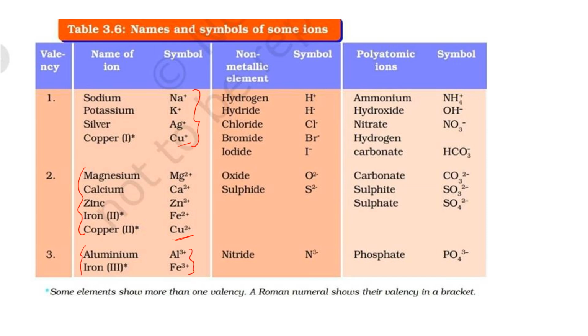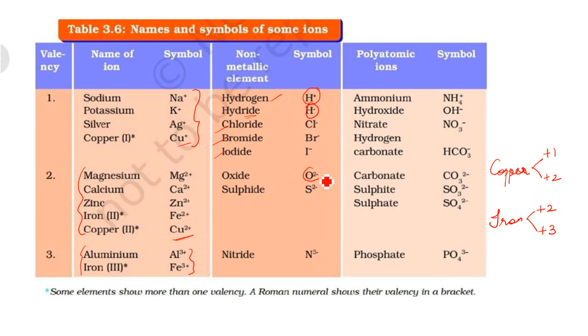Now, see, copper can have two valencies, 1 and 2. Similarly, iron takes two valencies, +2 and +3. And here we have some non-metallic elements. Hydrogen has +1, or hydride, which is -1. Chloride, bromide, iodide, fluoride, all halides have valency 1 with the charge minus.